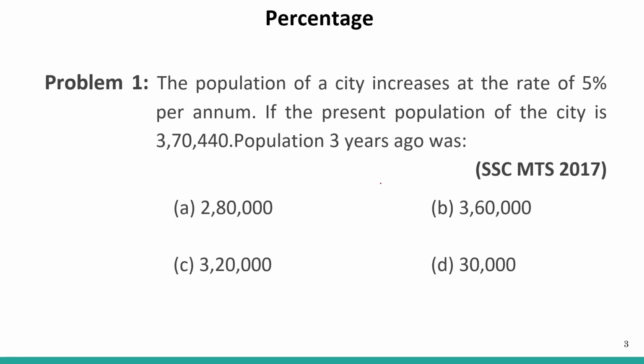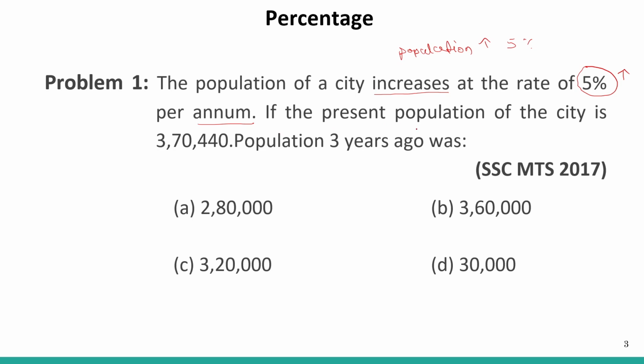So let's see problem number 1. Problem number 1 tells us that the population of a city increases. Here is a term that you need to highlight: increases. The increasing rate is 5%, and the data is per annum. So every year the city's population increases by 5%.